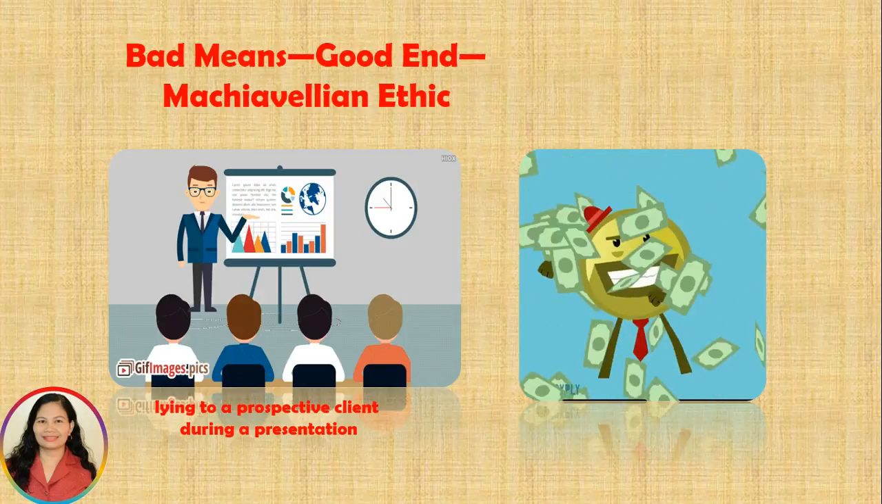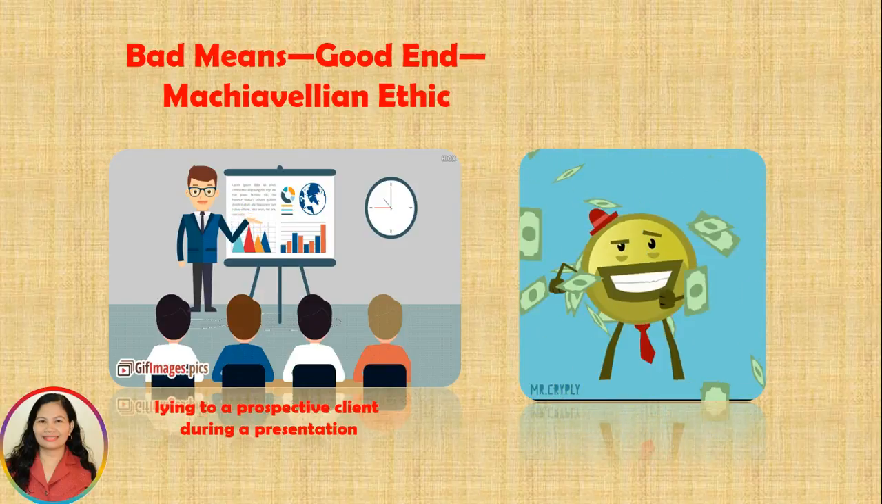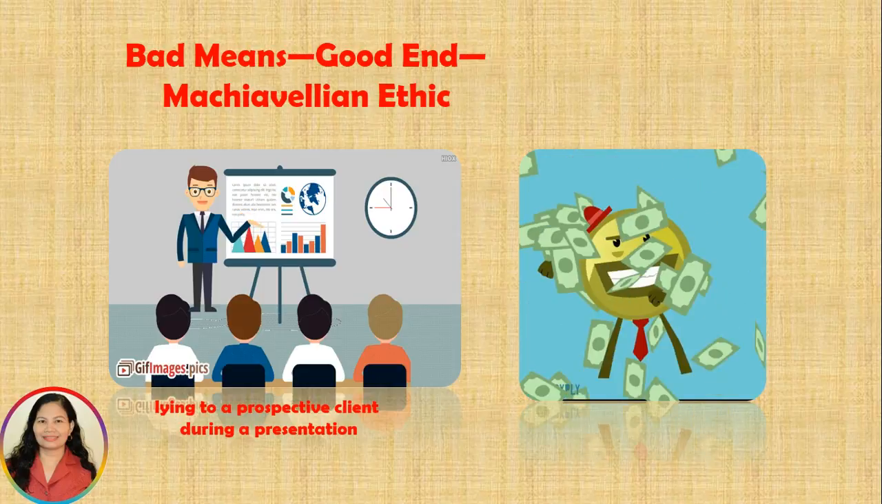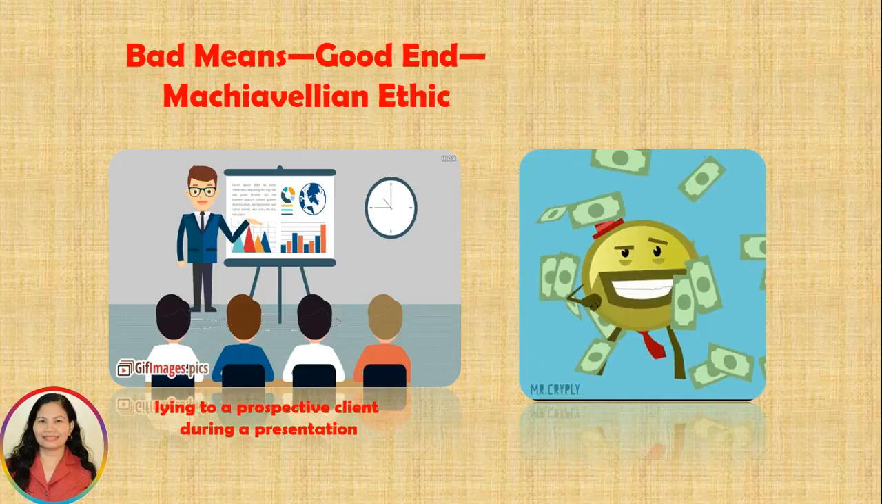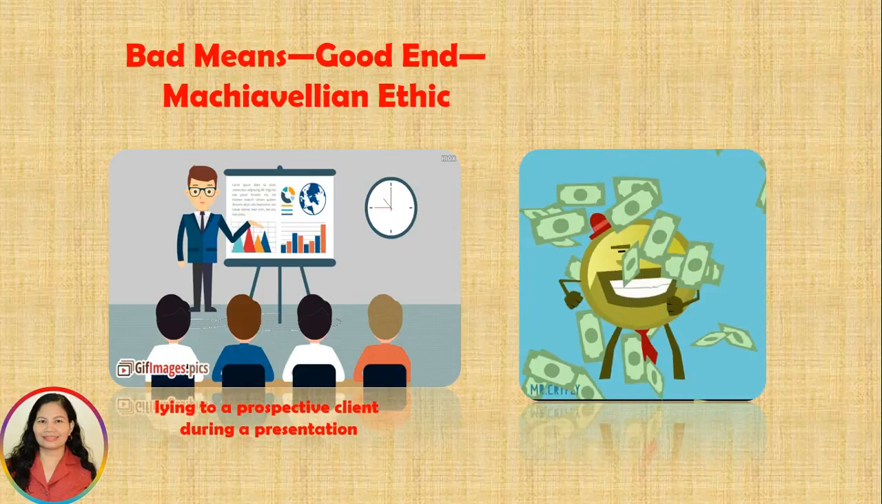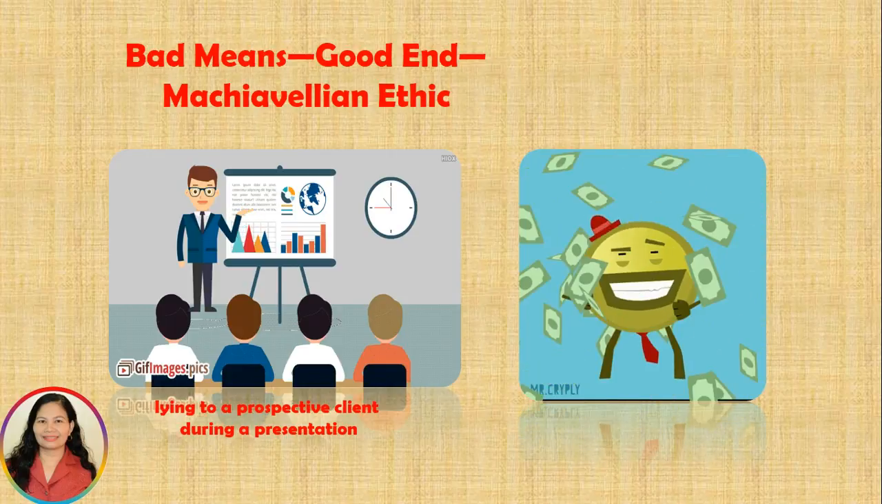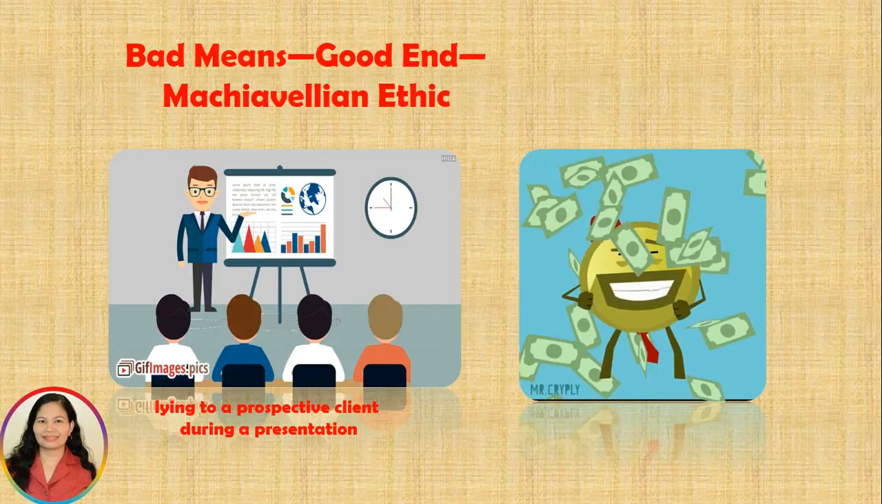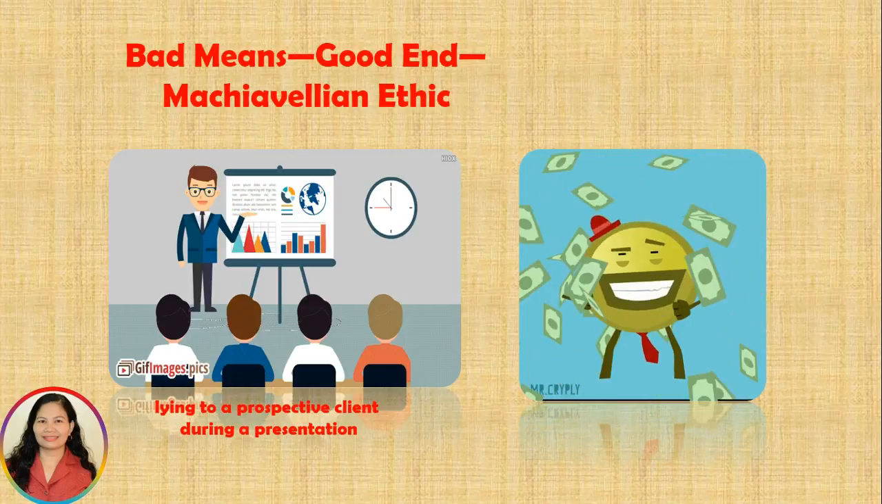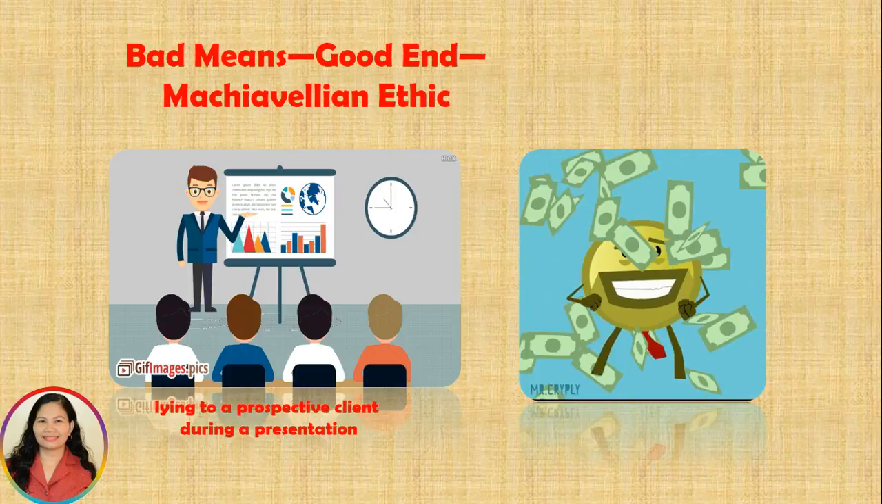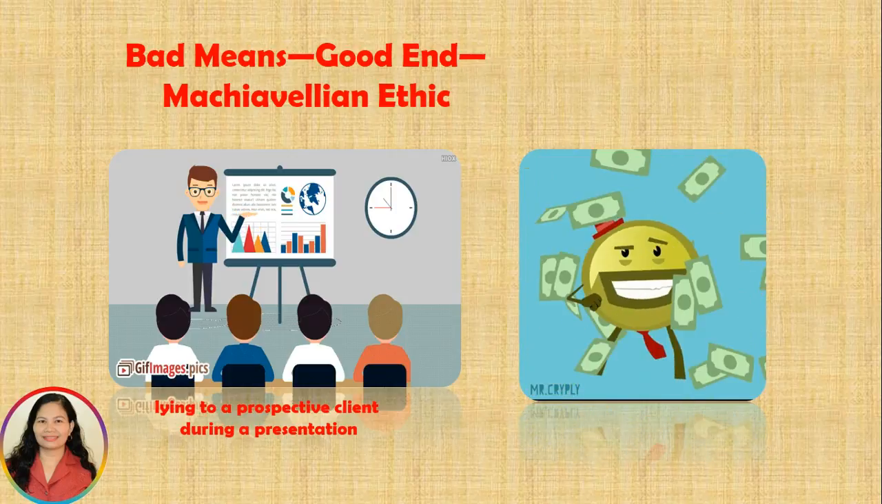The term Machiavellian ethic derived its name from Niccolo Machiavelli, who believed that the ends justify the means. Some ethicists claim that a bad mean is always unethical, while others claim that the end result is what matters when determining the goodness of a behavior.